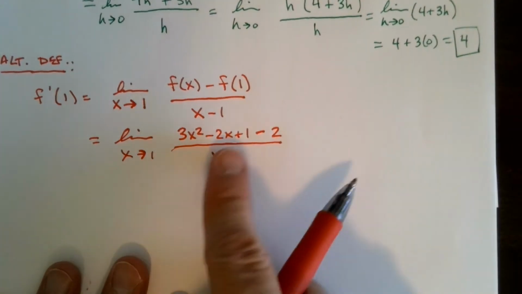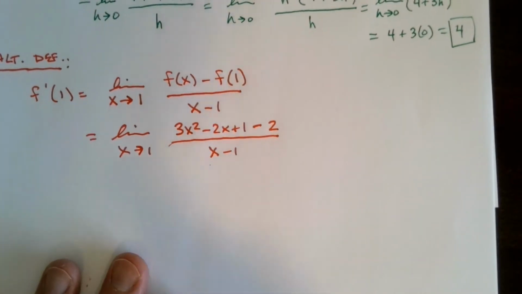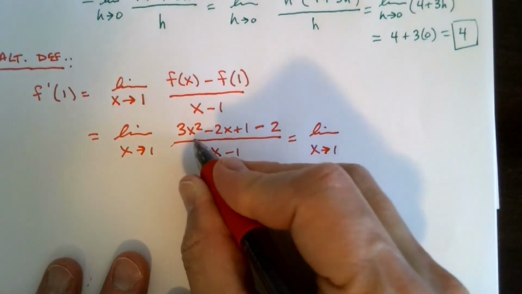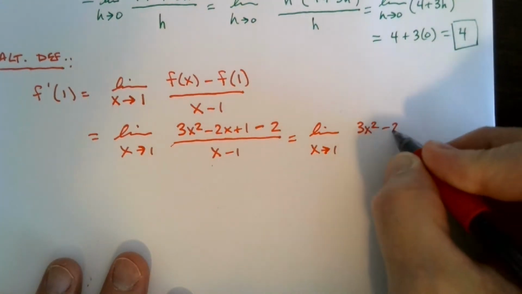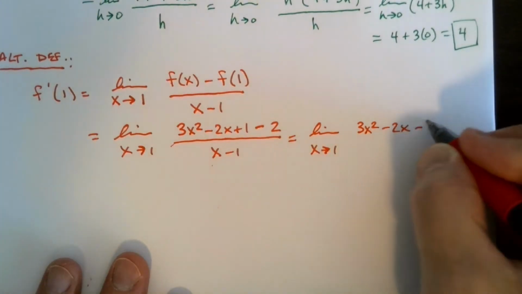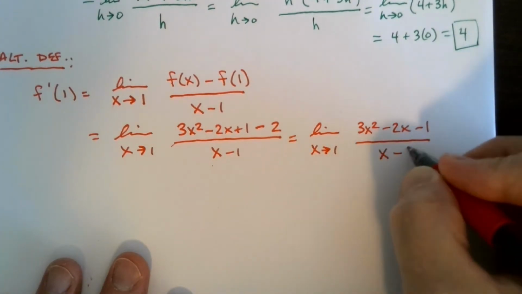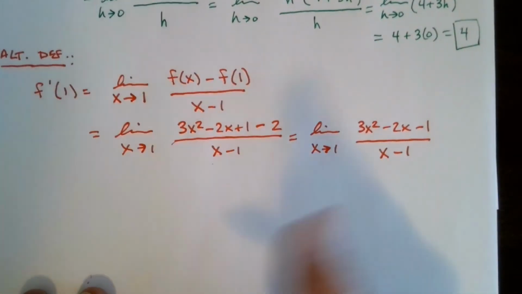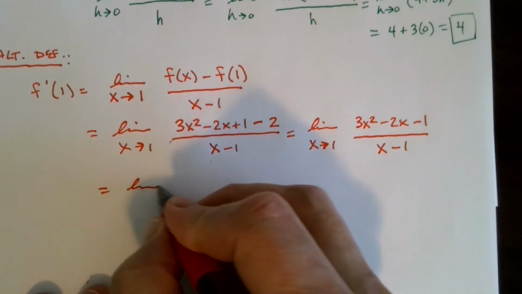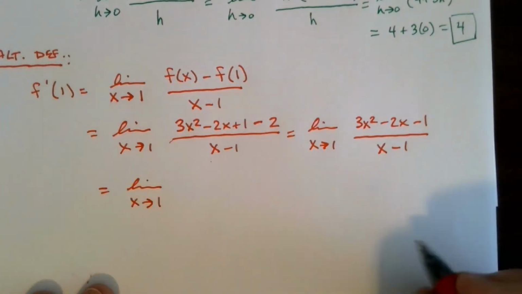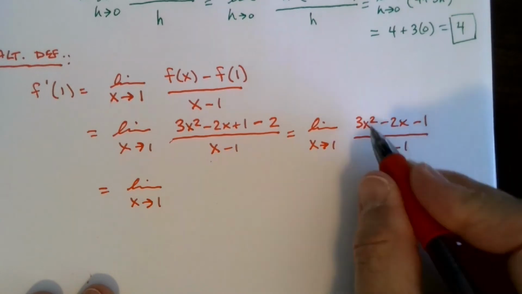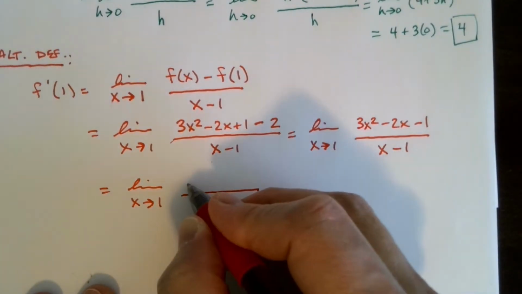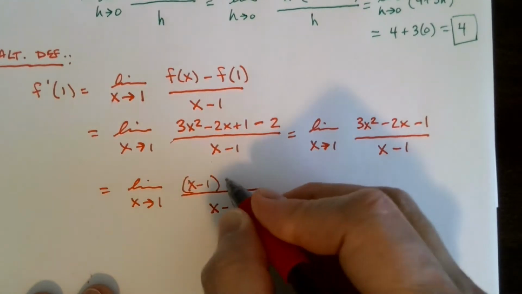If I plug in directly, I still get 0 over 0. Let's do a little simplifying, though. 3x squared minus 2x, 1 minus 2 is a negative 1. Okay. I know, again, if I plug in x equal 1, I'm going to get 0 over 0. You can see that. And, of course, what does that mean? How do I evaluate that limit? We're going to have to factor, right? There's obviously a factor of x minus 1 up top here. What's the other factor got to be?